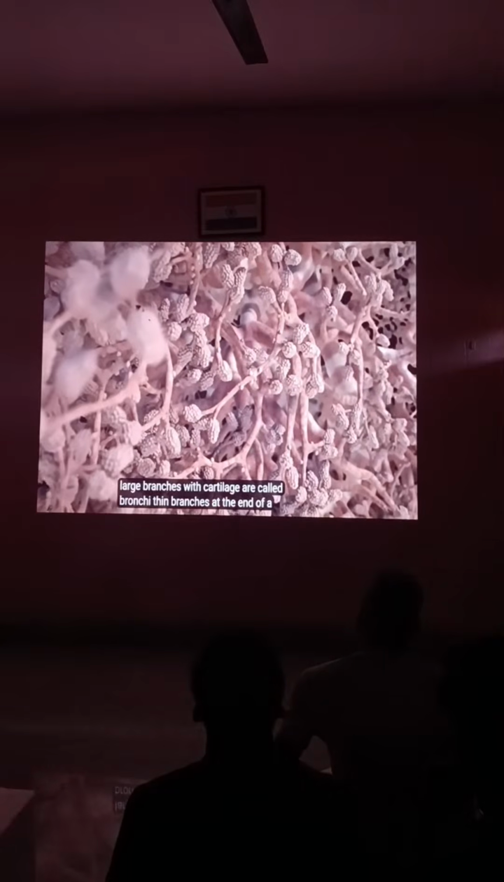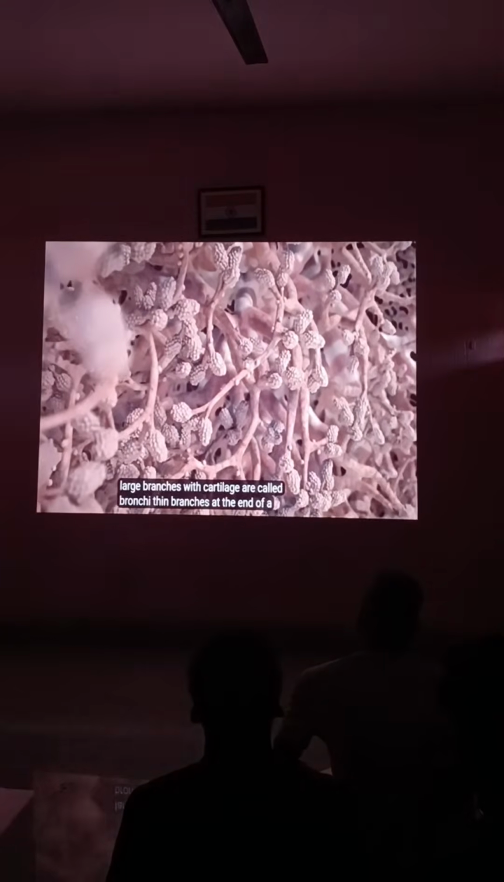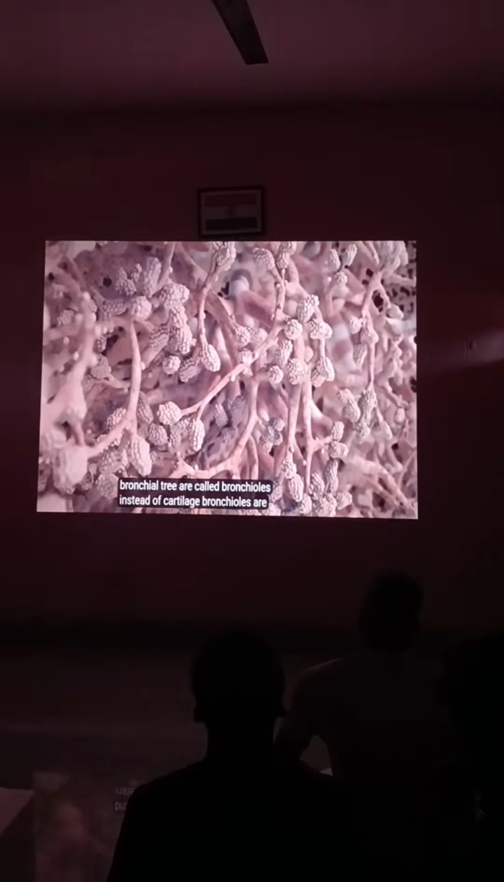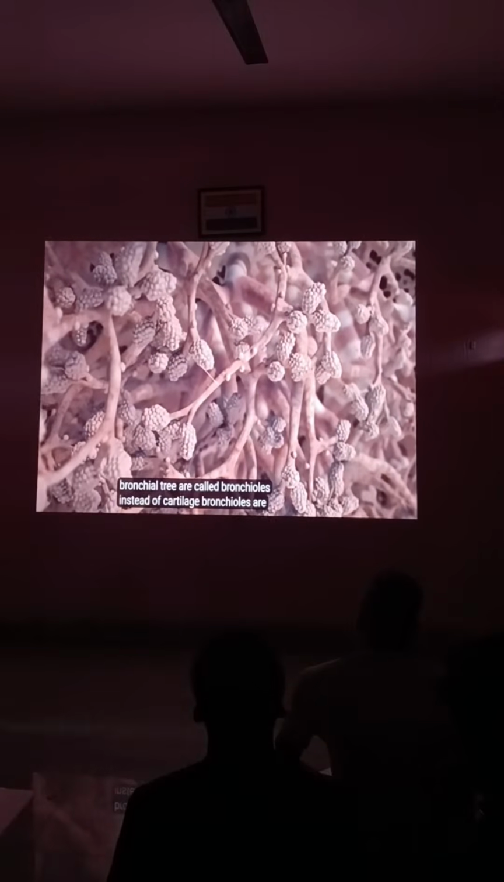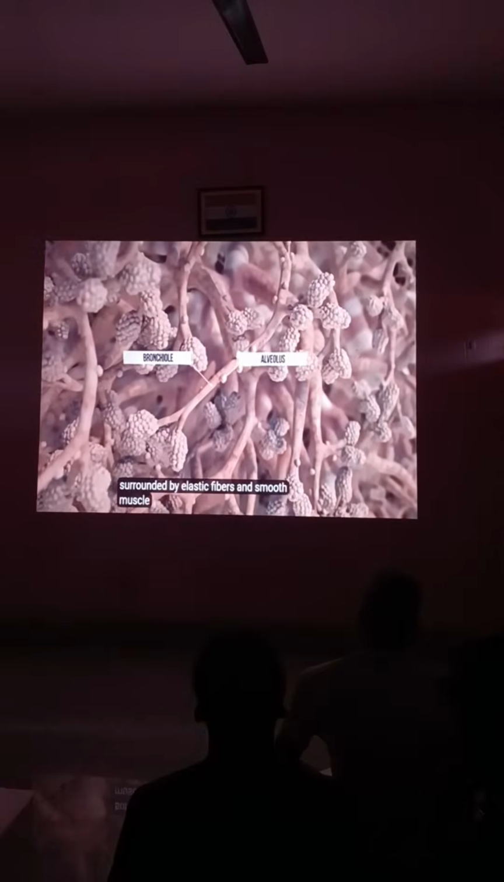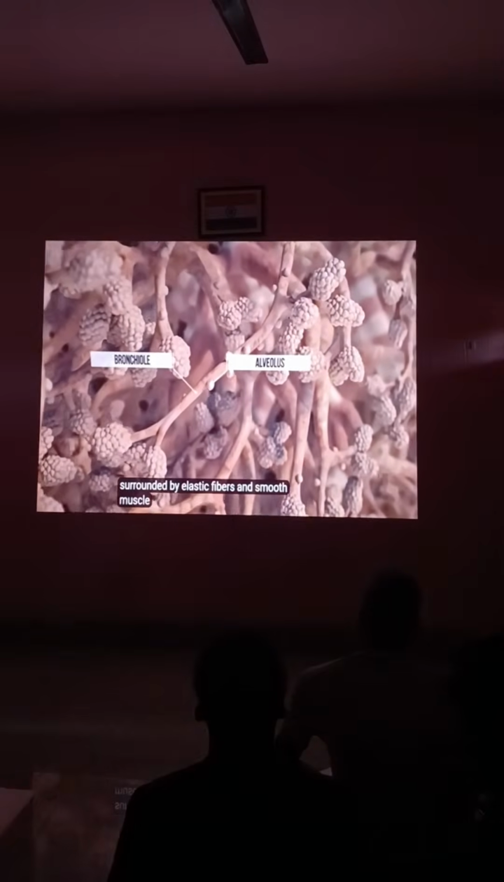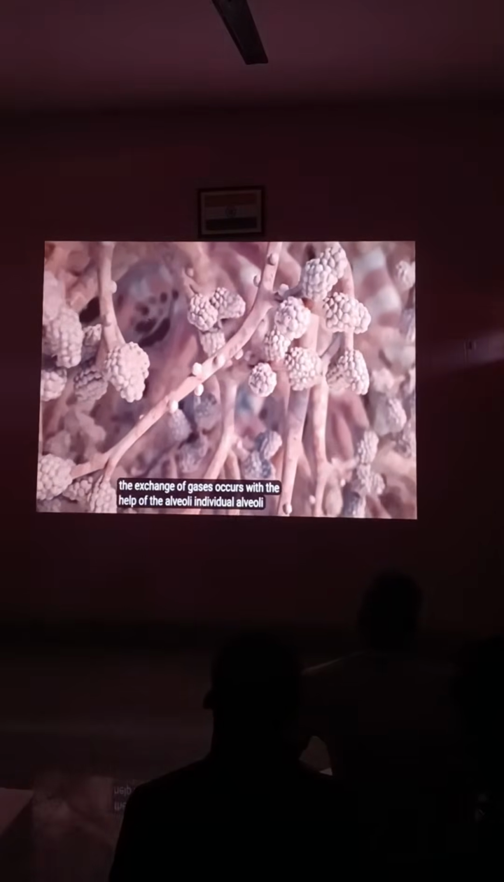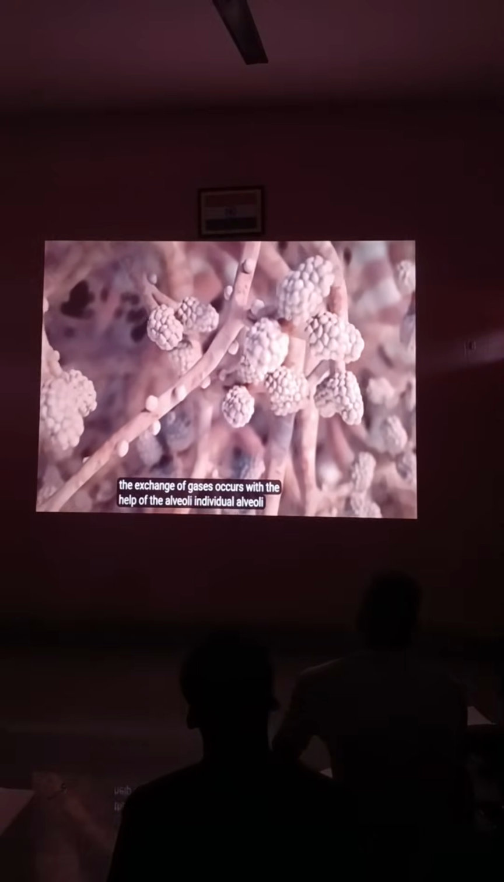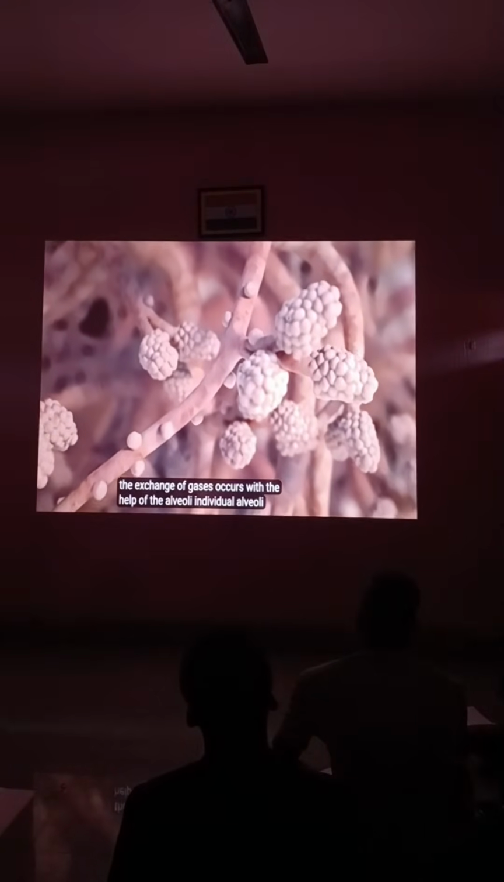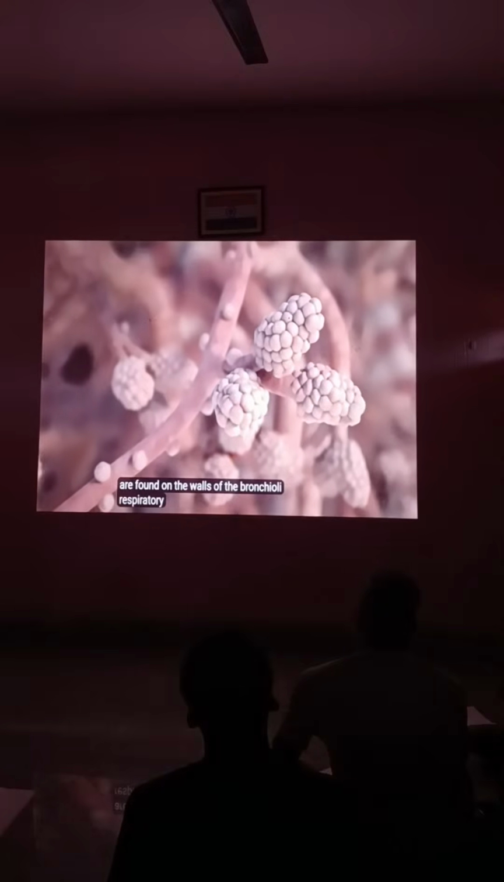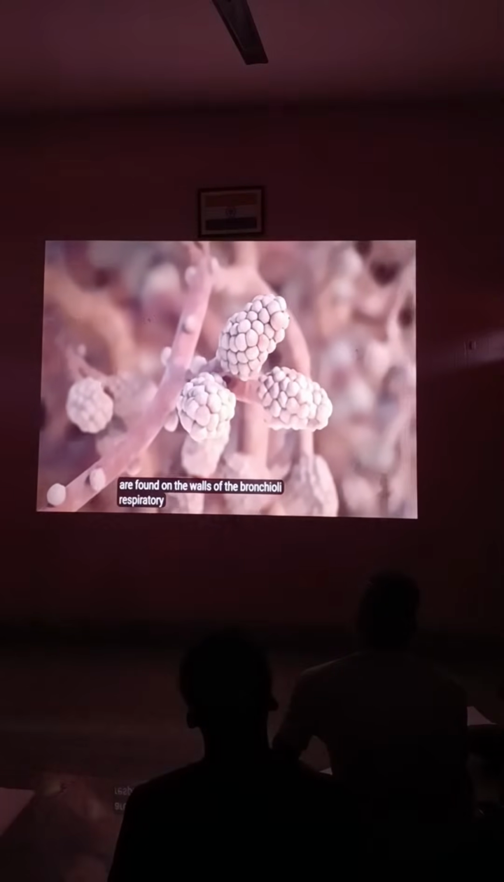Large branches with cartilage are called bronchi. Thin branches at the end of a bronchial tree are called bronchioles. Instead of cartilage, bronchioles are surrounded by elastic fibers and smooth muscle. The exchange of gases occurs with the help of the alveoli. Individual alveoli are found on the walls of the respiratory bronchioles.